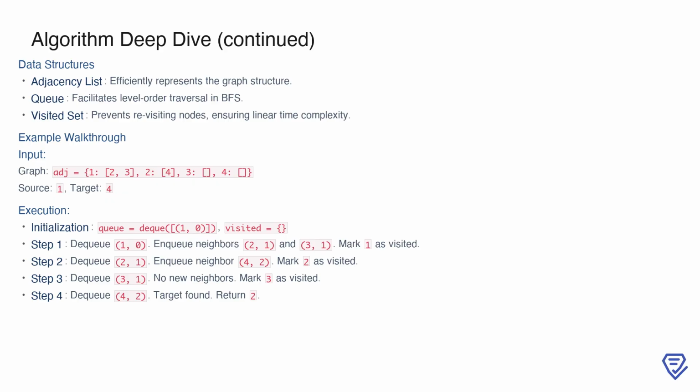Initially, the queue is set to deque([(1, 0)]), and the visited set is empty. In the first step, dequeue (1, 0), and queue its neighbors (2, 1) and (3, 1), and mark node 1 as visited. Next, dequeue (2, 1) and queue its neighbor (4, 2), and mark node 2 as visited. Then, dequeue (3, 1), find no new neighbors, and mark node 3 as visited. Finally, dequeue (4, 2), which matches the target. The algorithm returns the shortest path distance of 2, demonstrating the efficiency of BFS in finding the solution.